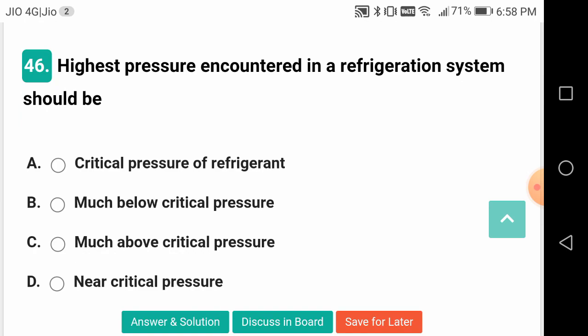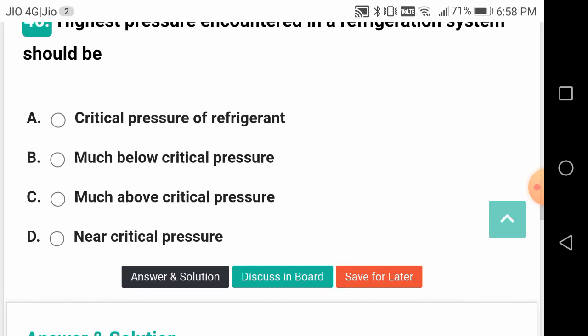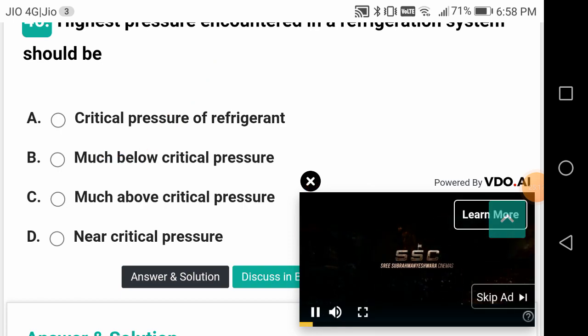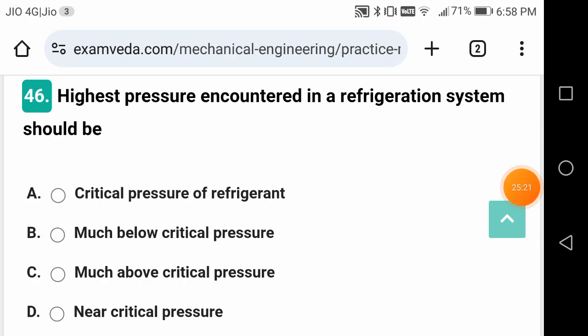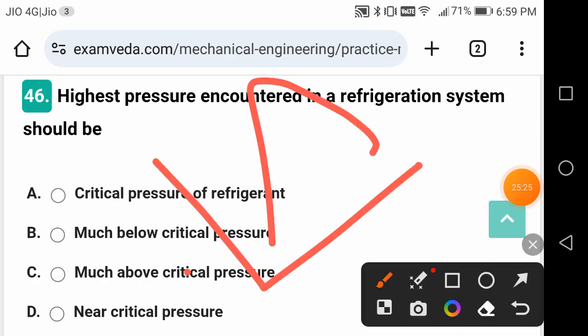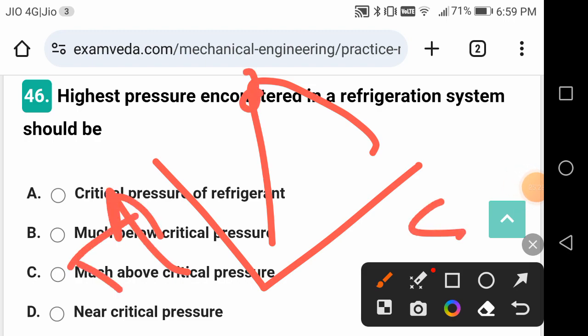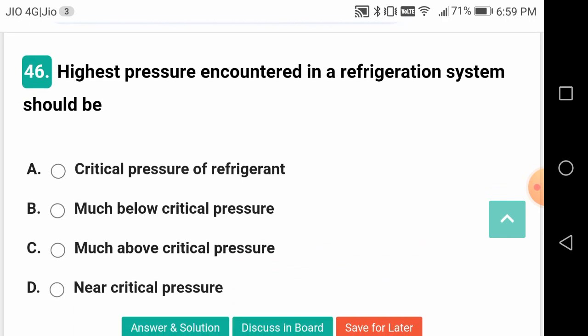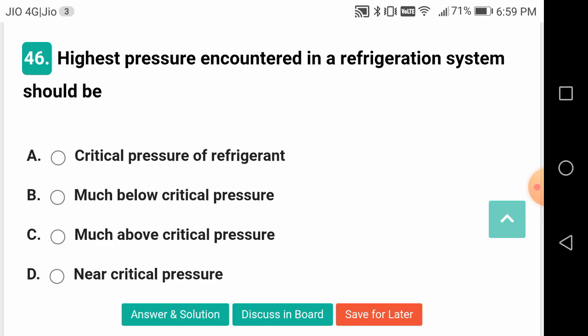The highest pressure encountered in a refrigeration system should be, this is a good question, friends, much below the critical pressure. Okay, friends. So what is the critical pressure, by the way? For example, if this is your TS diagram, for a pure substance, this is your critical point, where the latent heat is going to decrease. So at this point it is becoming 0. It could be applied for refrigerants also. So how should it be? It should be much below the critical pressure. Otherwise, what will happen? The refrigerant will directly convert from vapor to liquid without taking any latent heat. That means there is no need of any condenser.